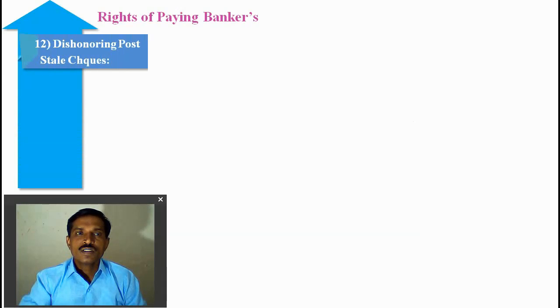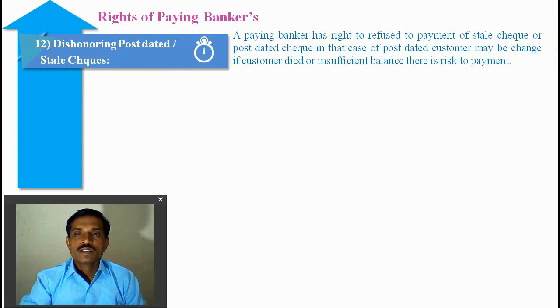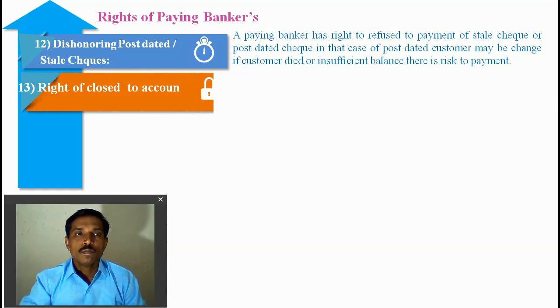Next is dishonoring post-dated and stale checks. The paying banker has the right to refuse payment of a stale check. When the date is over, the check becomes stale. Normally a check has a 3-month duration, and after 3 months it becomes a stale check. With a post-dated check, circumstances of the customer may change if the customer dies, has insufficient balance, or becomes insolvent. So there are many risks in paying a post-dated check. So post-dated and backdated checks can be refused; it is the right of the paying banker.